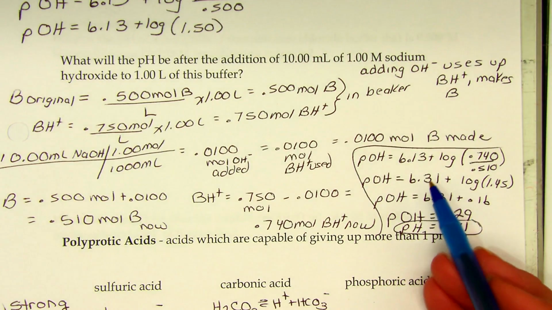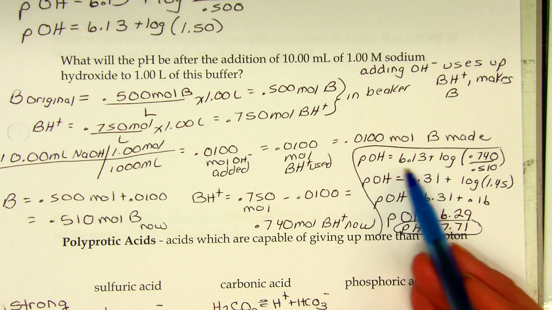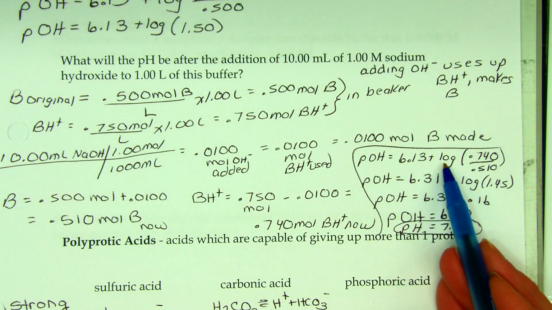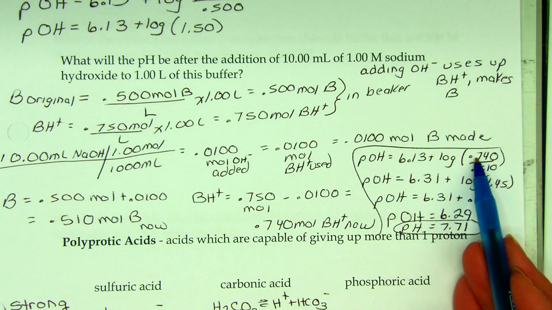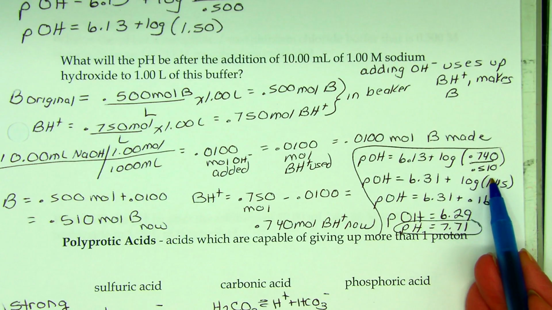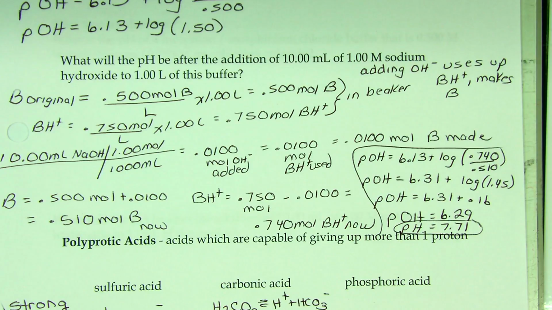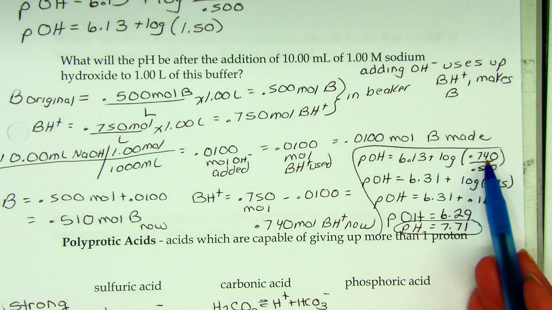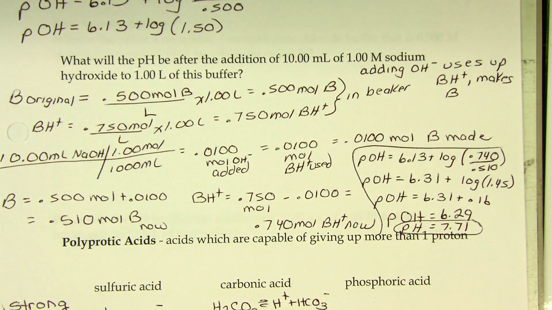So it's important to stop and really think about what's getting used up and what's getting produced each time you do a problem. So my pOH is 6.13 plus the log of my BH+, which is now 0.740 moles divided by 0.510 moles. Now, when you think about this, you could have turned this into molar, saying these moles divided by the total volume, 1.01 liters. But you're dividing them both by the same thing, so this is faster. So we get a pH of 7.71.